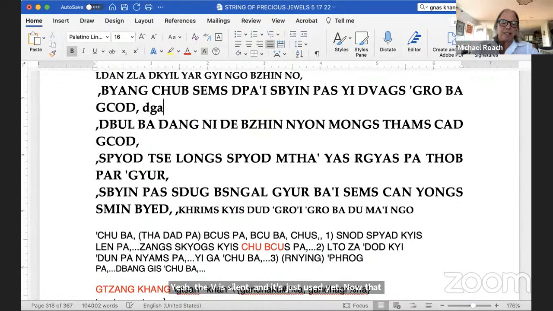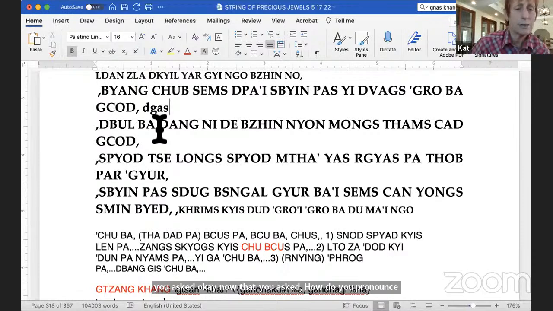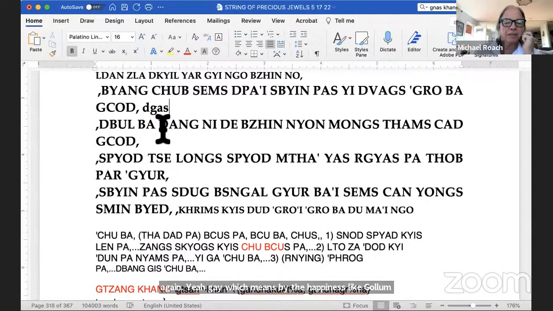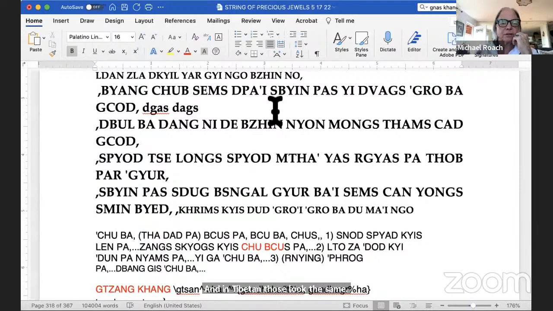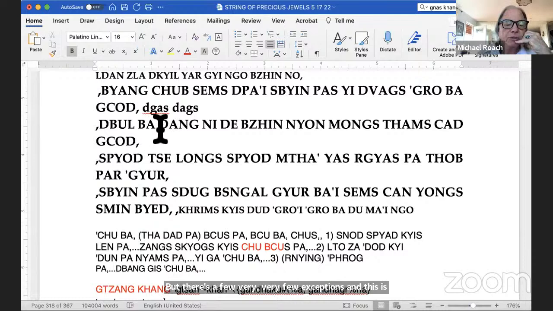Now that you asked, how do you pronounce this? Okay. Gay, which means by the happiness, like gawa meaning happiness. By the happiness. And this one means yidak. So it's this one. You see what I mean? And in Tibetan, those look exactly the same. So normally Tibetan is an unambiguous language. You can always pronounce Tibetan correctly if you know the rules. It's not like English. If you know the rules of Tibetan, you can pronounce a word that you don't know correctly. But there are very, very few exceptions, and this is one of them. When you see DGS, you don't know whether it's gay or dag. So they put a tiny triangle on the main letter, and that alerts you that this is dag and not gay. Don't forget you asked, Venerable.